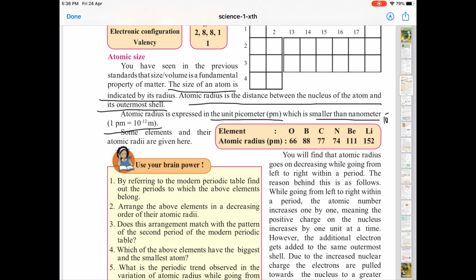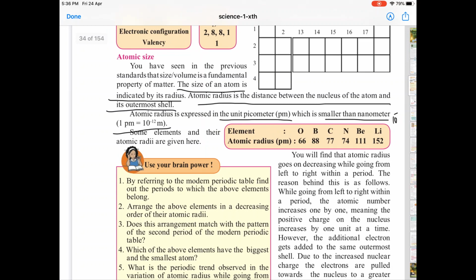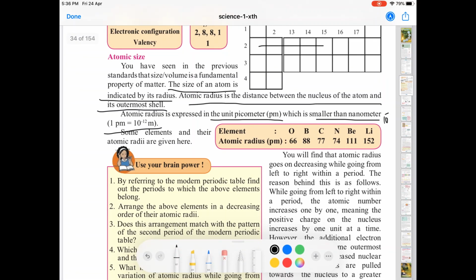Now, as we move along a period, for example, as we move from left to right, we know that the electrons go on increasing. That is, one electron is added to the next element, and that is why atomic number increases by 1, right? So as we go from left to right, an electron goes on increasing in every atom and the atomic number increases.